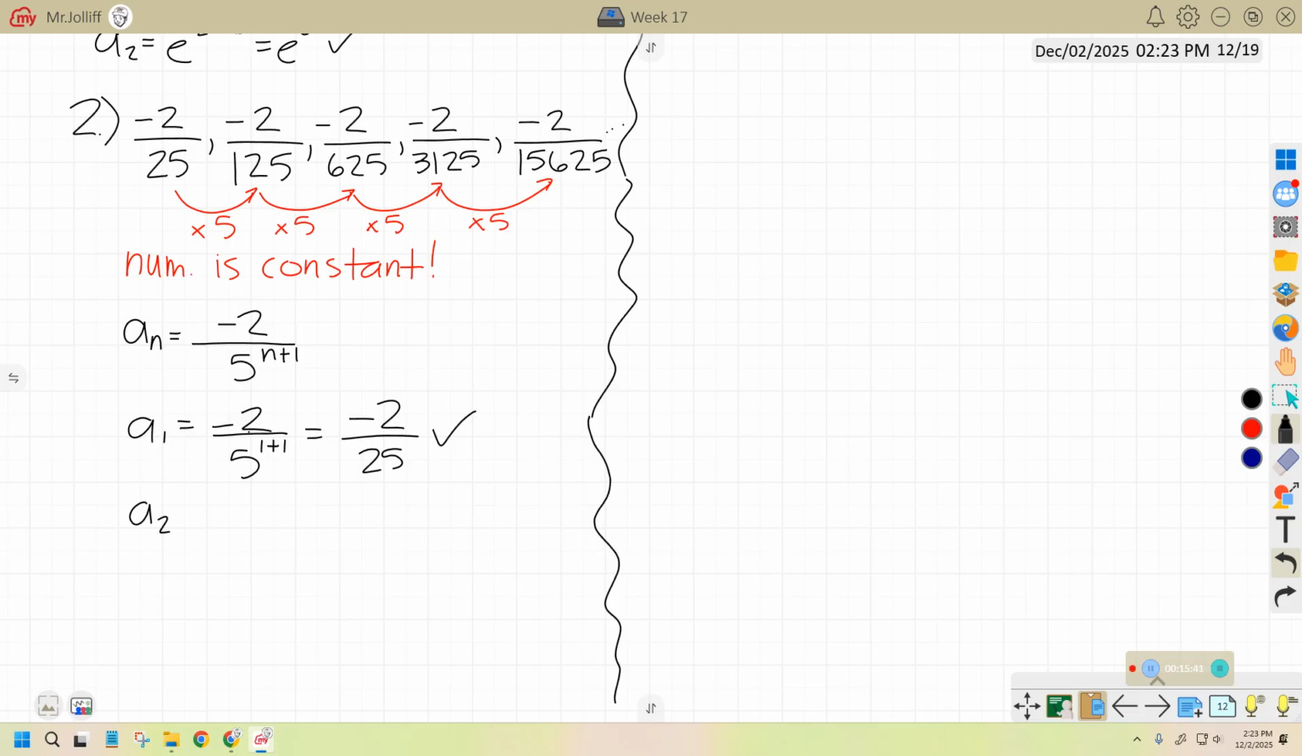Good. So A2, numerator is constant. Denominator is now 5 to the 2 plus 1, which is 5 cubed. What is 5 cubed? 125. Correct. If we had started at negative 2 over 5, we wouldn't need the plus 1. It would be situated. But correct. We started ahead, so we had to account for that. Very good, Bruno. Good.